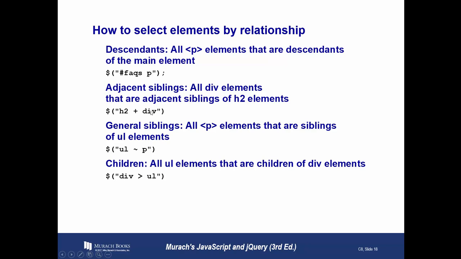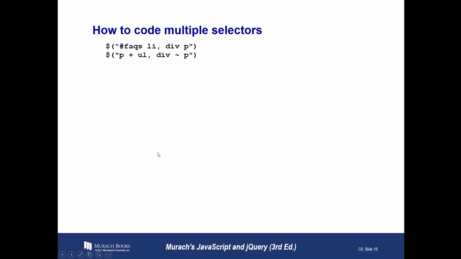So these would be all divs, for lack of better words, that are brothers or sisters from H2 tags. General, this would be any sibling. So this would be children, grandchildren, etc. All right? And these would be all elements that are children of divs. If you don't understand, give me some time. We're going to go take a look at it.